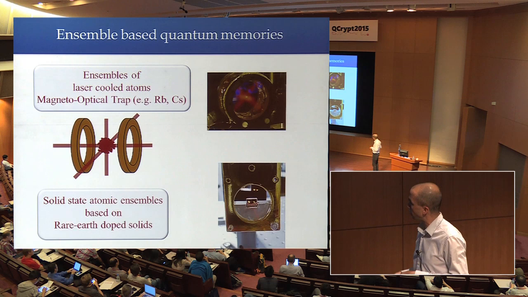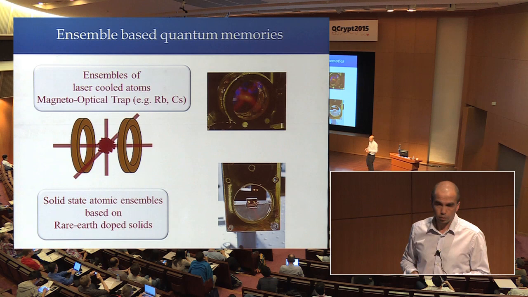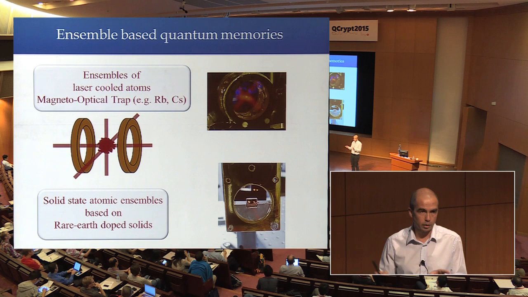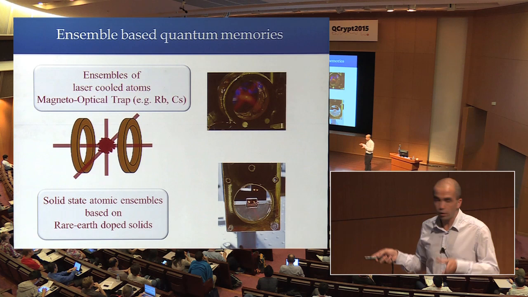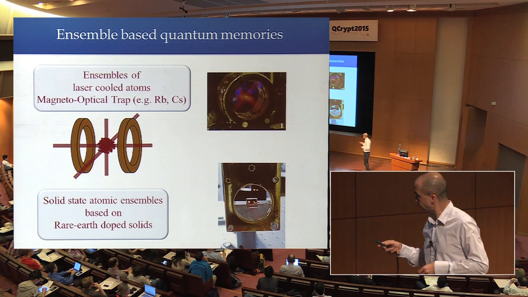The other system that has been considered in the last years for ensemble-based quantum memories is based on rare-earth-doped solids. This is basically a piece of crystal doped with rare-earth ions inside. The rare-earth ions basically behave as atoms. It's probably as close as we can get to atomic physics, but in a solid state. And they have the very nice advantage that they don't move. They are stuck in the crystal, so you don't need any fancy technique to trap them or keep them in place. And as we will see, they also have very good coherence times.